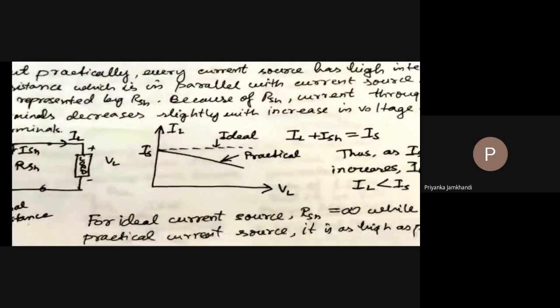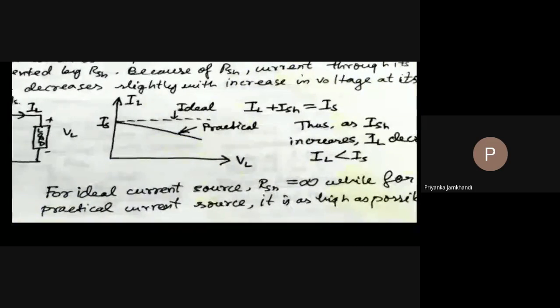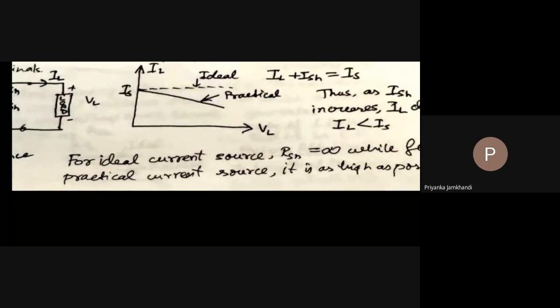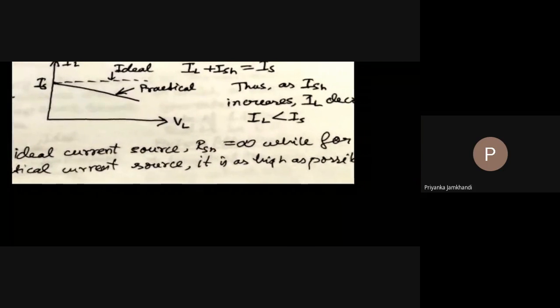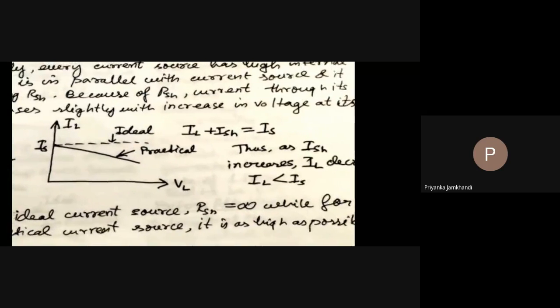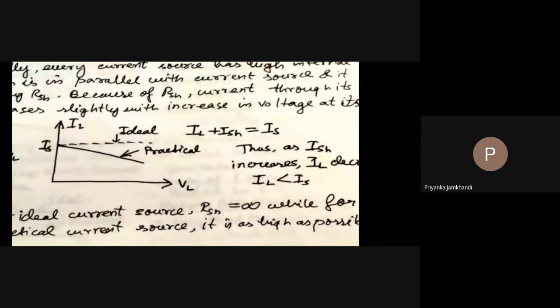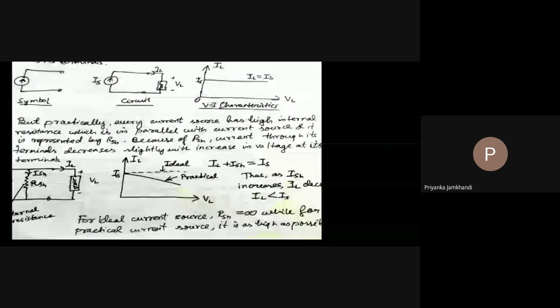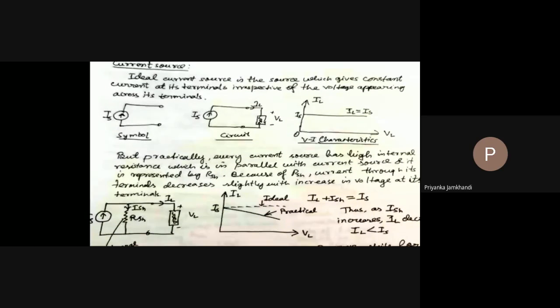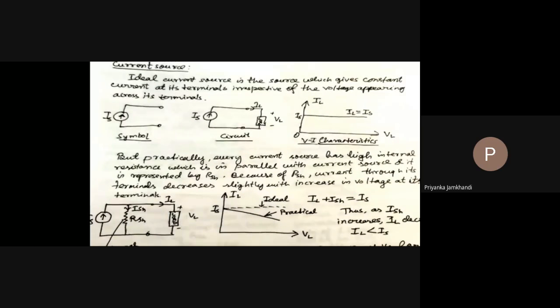And for current, for an ideal current source, RSH is infinity, while for a practical current source, it is as high as possible. Always remember these two points. This is very, very important. In future, whenever you are working with current sources and voltage sources, for the ideal voltage source RSE is equal to zero, and for the practical voltage source it is as small as possible.